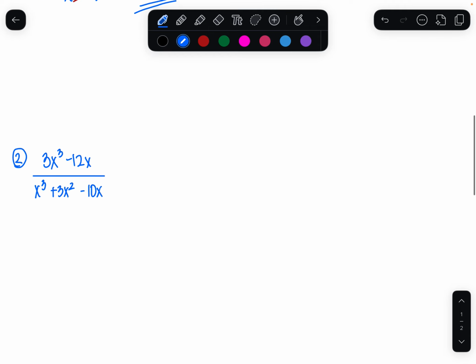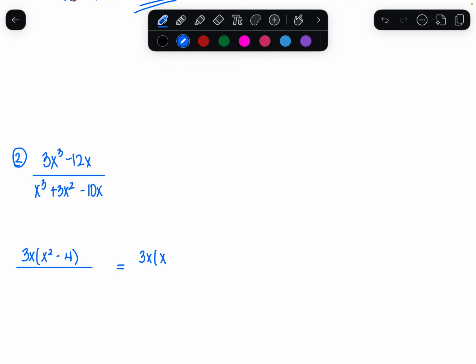Looking at the next problem, we are going to actually start with factoring out a greatest common factor from the numerator. That greatest common factor is 3x. So factor that out, and we have x squared minus 4. Well, we're actually not done factoring that because that is a difference of 2 squares. So I'm going to keep factoring the numerator completely.